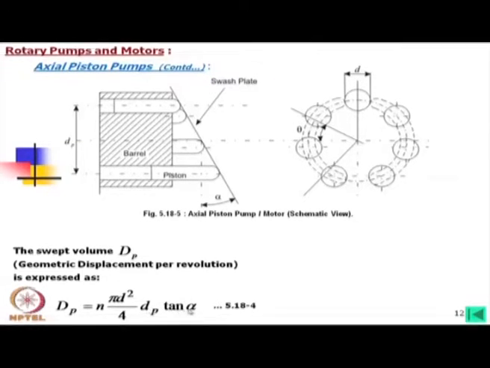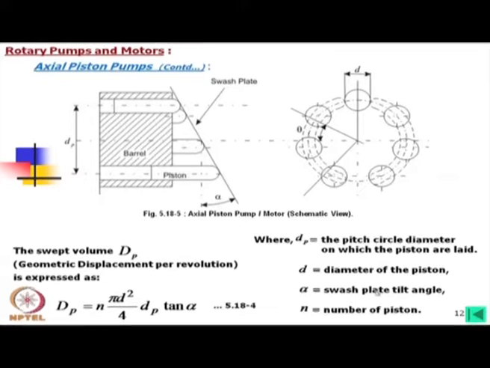d_P tan alpha is a constant and d is the piston diameter. So, pi d squared by 4 is another constant. So, this is a constant value multiplied by this value and into n, the number of pistons. So, the only variable here may be alpha, and when a machine is already designed, then d_P and d are already fixed. So, this swept volume can easily be calculated knowing the angle only. This I have already explained.